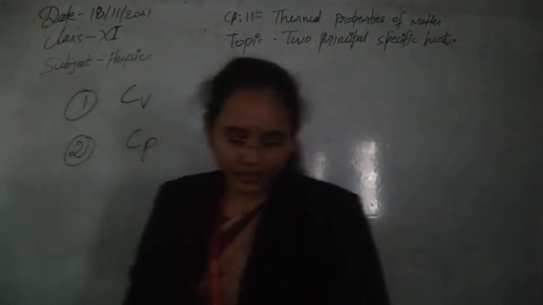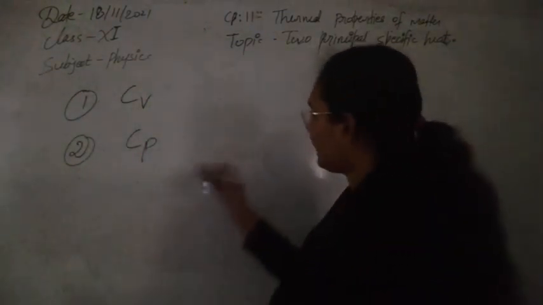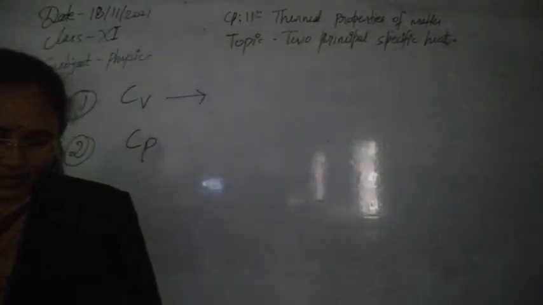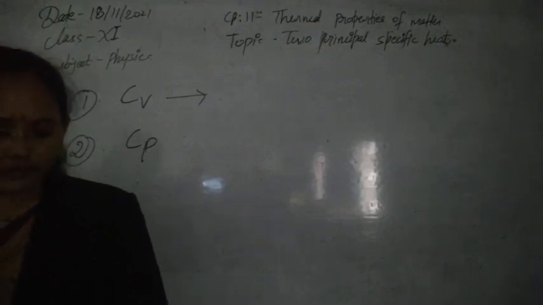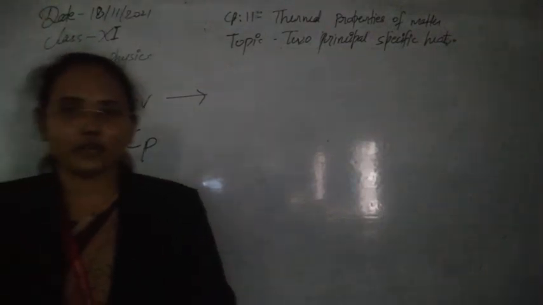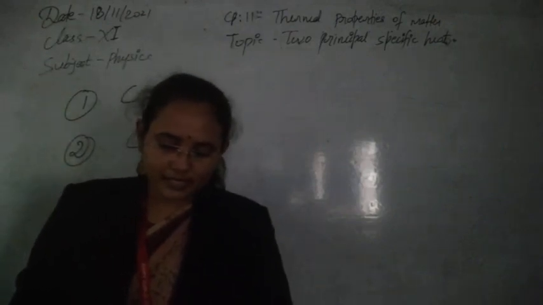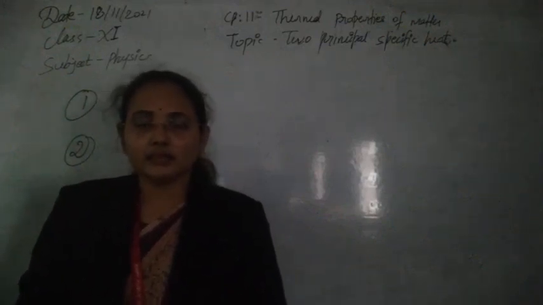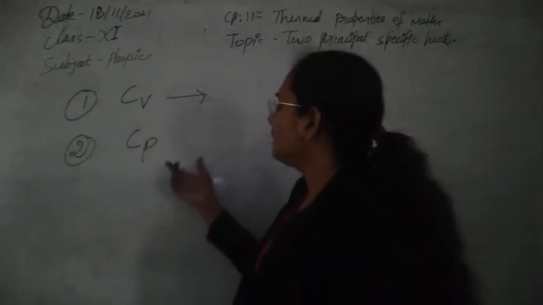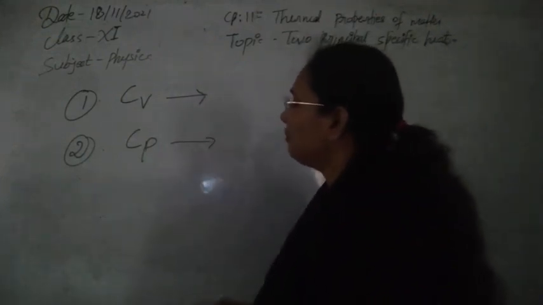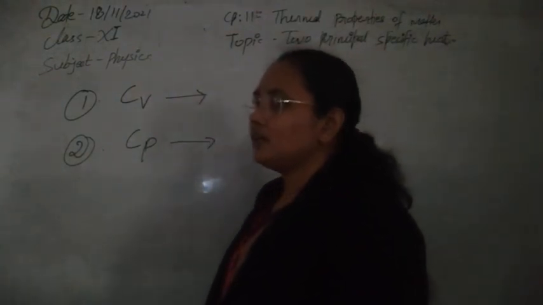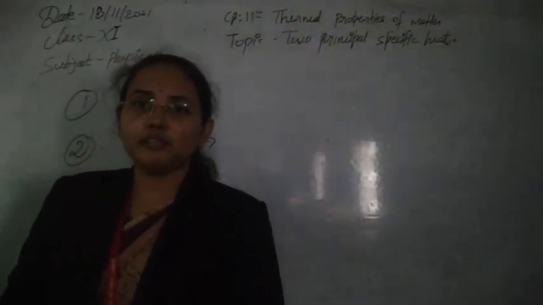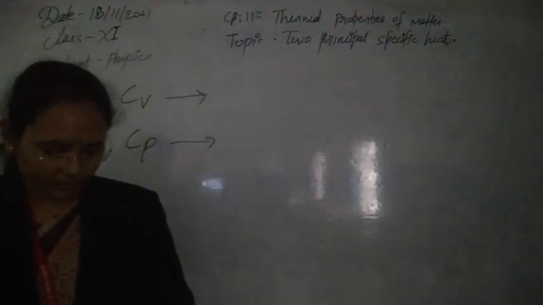Now let's see one by one. The first is the specific heat of the gas at constant volume. Cv is defined as the amount of heat required to raise the temperature of 1 gram of the substance by 1 degree Celsius when volume is kept constant. Similarly, Cp is the heat required to change the temperature by 1 degree Celsius when the pressure of the gas is kept constant, taking 1 gram mass of the substance.